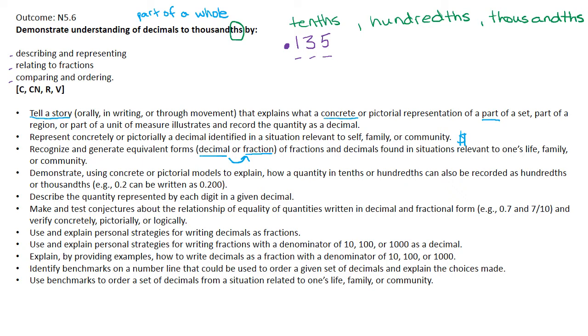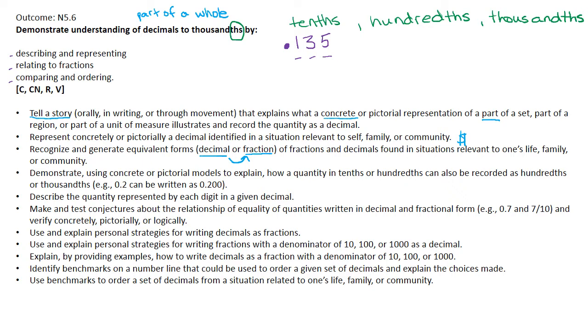Demonstrate using concrete or pictorial models to explain how a quantity in tenths, so that's our first place value, or hundredths, that's the second place value, can also be recorded as hundredths and thousandths. So all this is saying is that decimal 2 or 0.2 can be written as 0.200 or 0.20000. Putting zeros on the end of the decimal does not change anything.